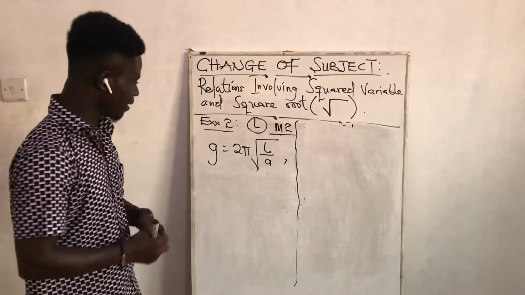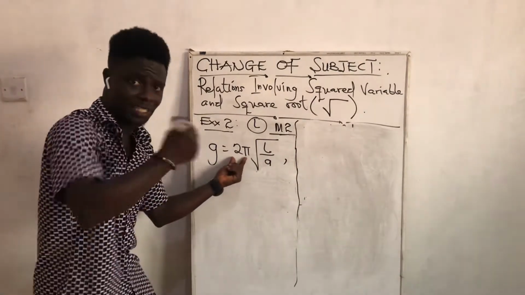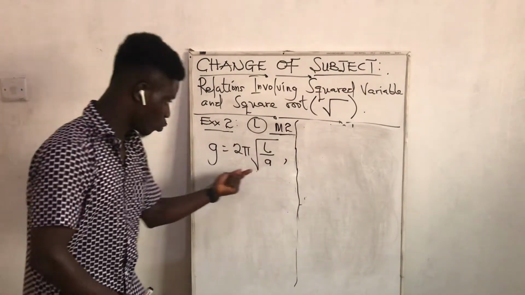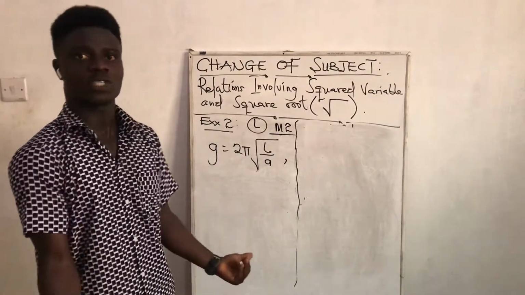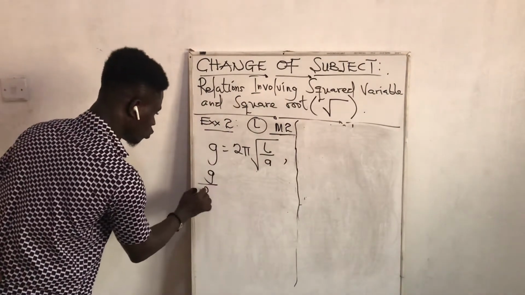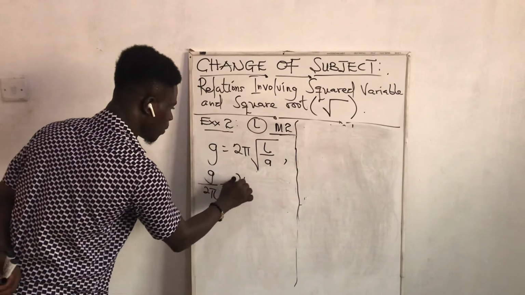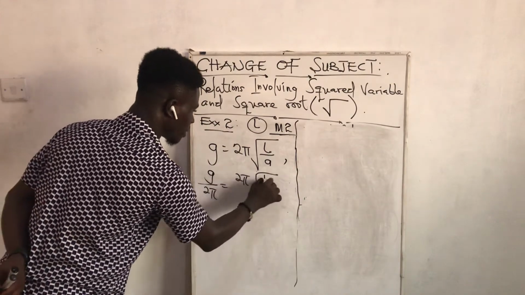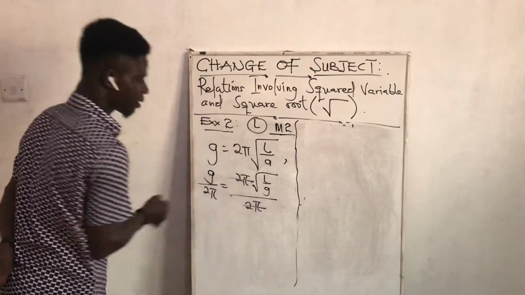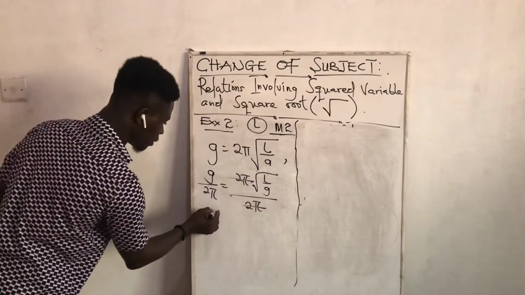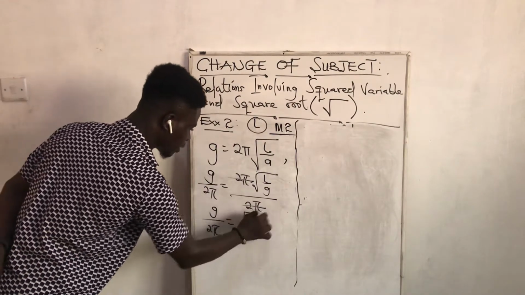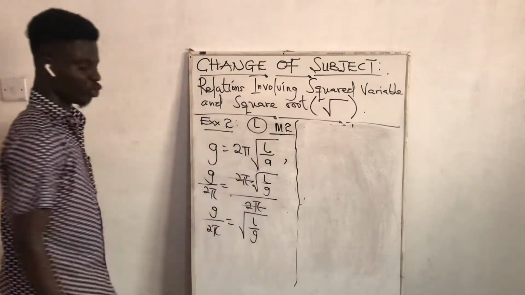Why am I saying this? 2 pi is multiplying itself to the square root of what? L on G. So we can divide both sides by 2 pi. So now G on 2 pi equals 2 pi square root of L on G, all on 2 pi. So this one takes that away. So I have G on 2 pi equals square root of L on G.